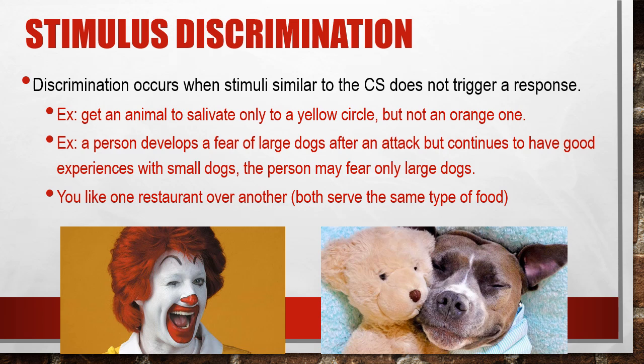The opposite of that is discrimination. It is where you're actually able to tell the distinct differences between similar stimuli and you don't have a response. Something similar does not trigger a response. So it is possible to teach an animal to only drool when they see a yellow circle, but not salivate when they see an orange circle. And that slight distinction would be discrimination. Okay, this is the only time when discrimination is okay. Let's say a person develops a fear of large dogs after an attack, but they're still okay with small dogs. Small dogs are still okay, but they only have a fear against large dogs, and they can tell the difference.